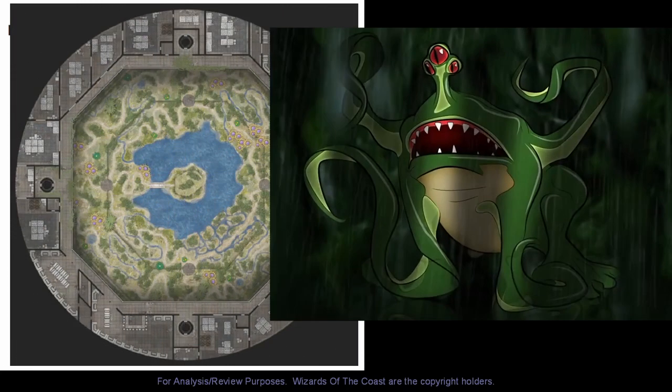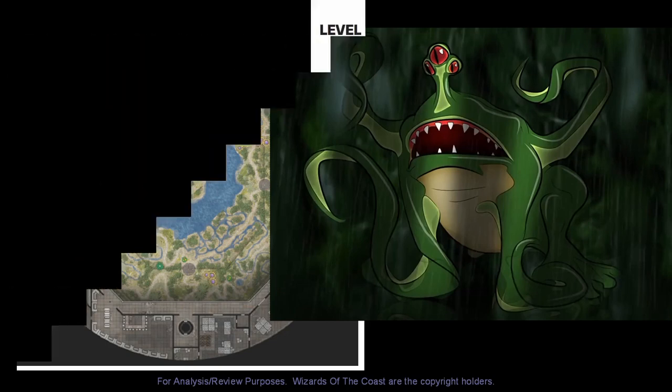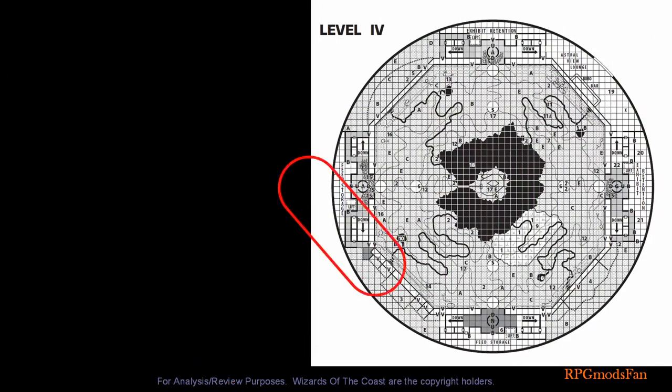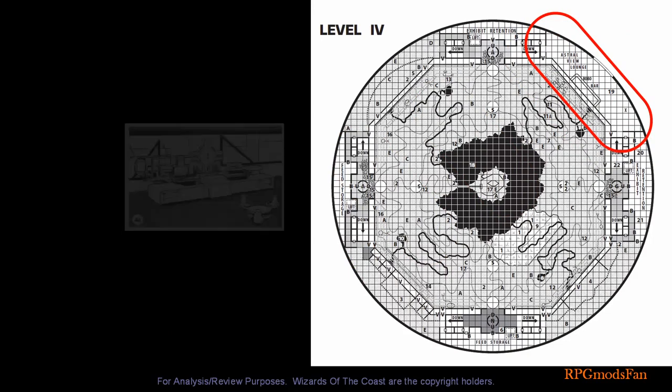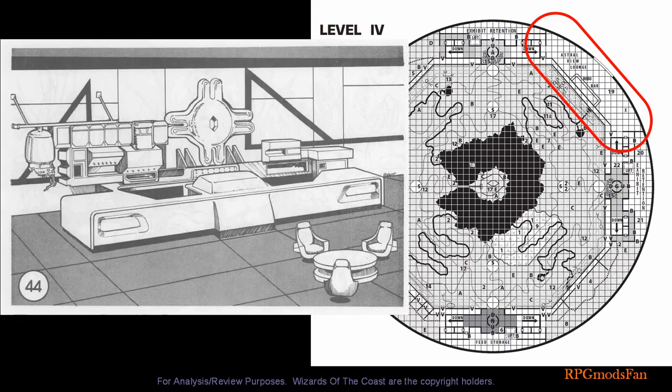Lights within any of the observation floors or opening the diving chamber's access door into the lake will attract the attention of the froghemoth. At the upper right section of this level is the Astral View Lounge. Along its back wall is a robo-bar. The module states it is no longer functioning.